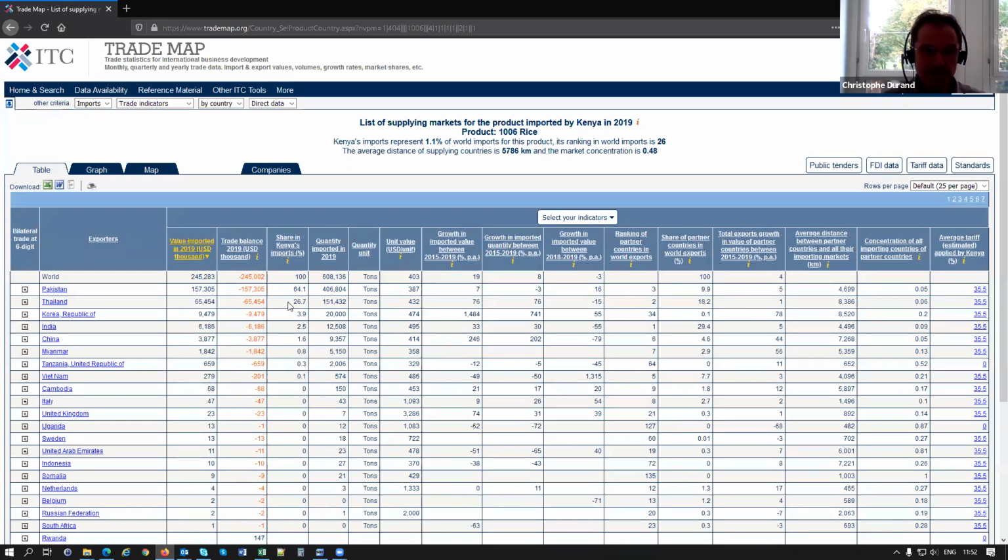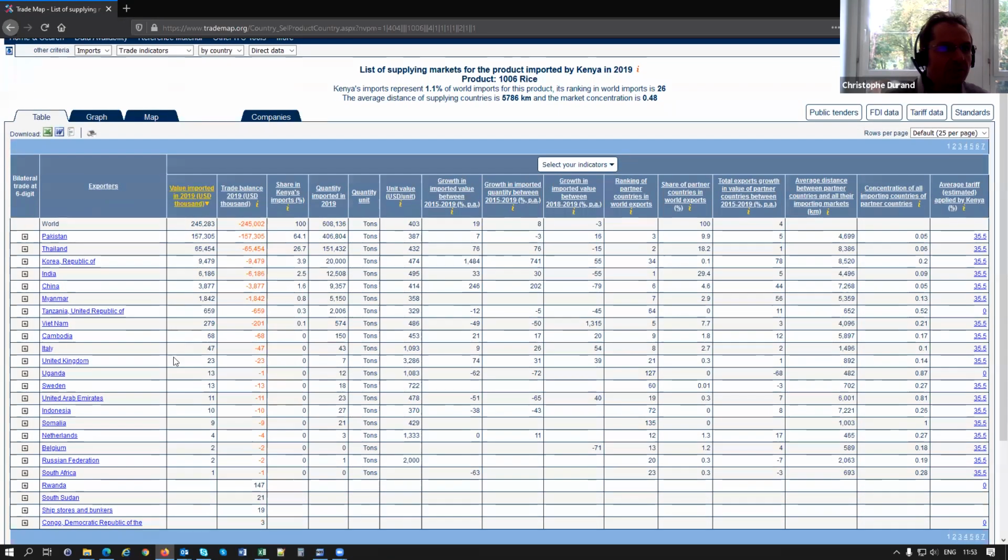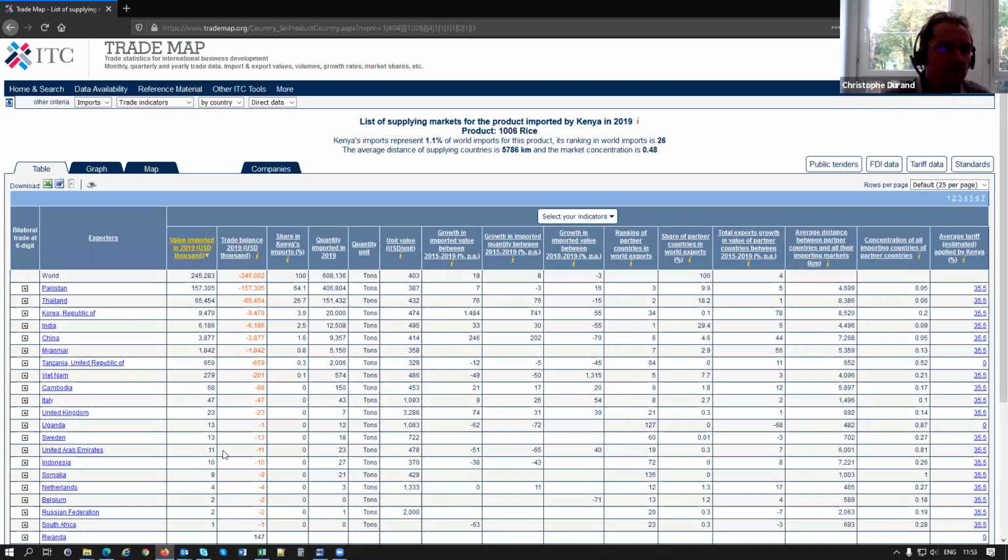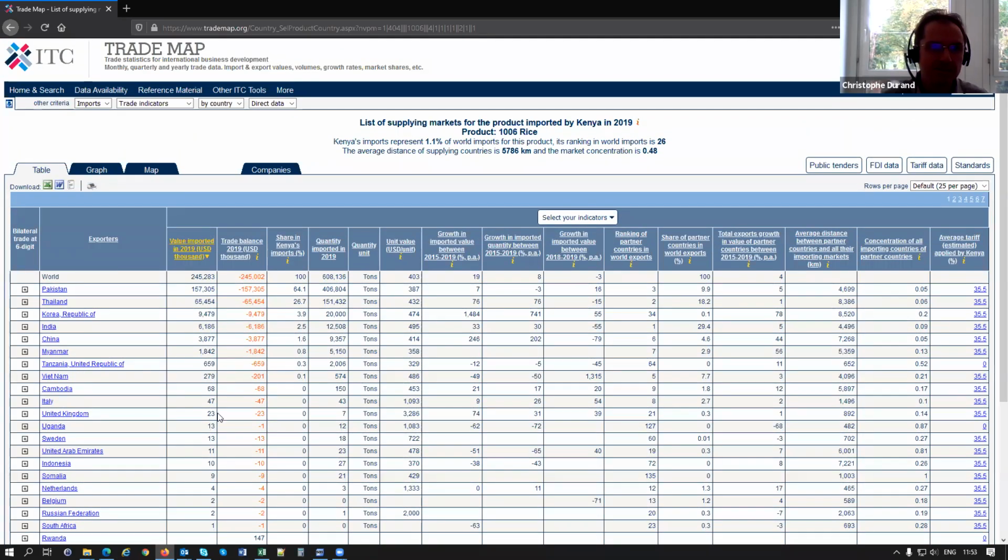So that's basically quite concentrated, right? And then the remaining 10% is scattered among a certain number of countries, but not that much actually. You have basically 10, 15 countries sharing the 10 remaining percent of Kenya's demand, right? So that's the very first thing that we can tell about Kenya's supplies of rice. It's highly concentrated. Now, let's have a look first before going further.